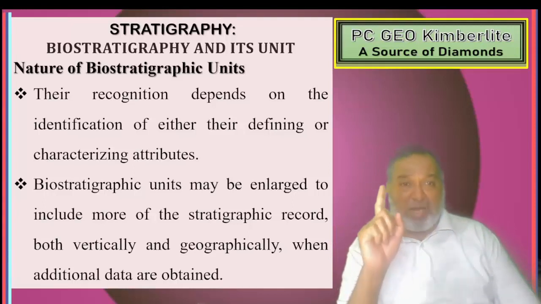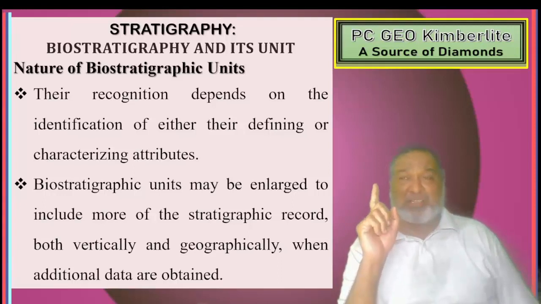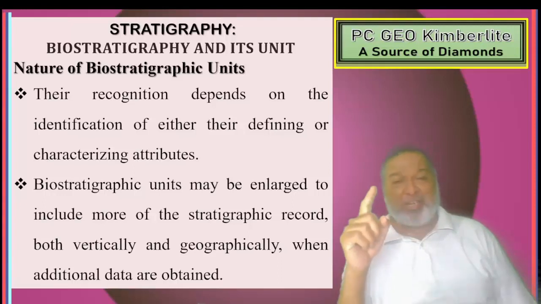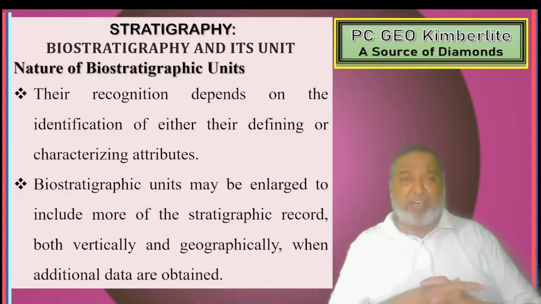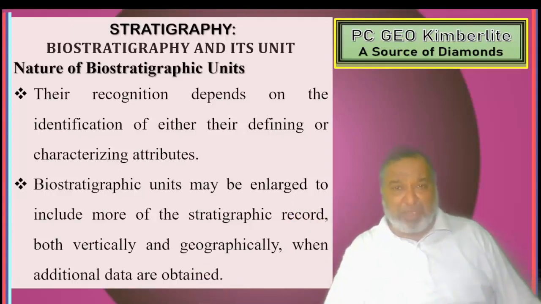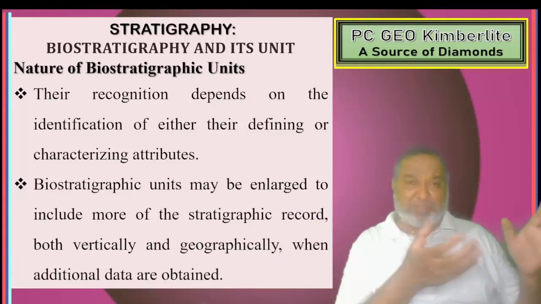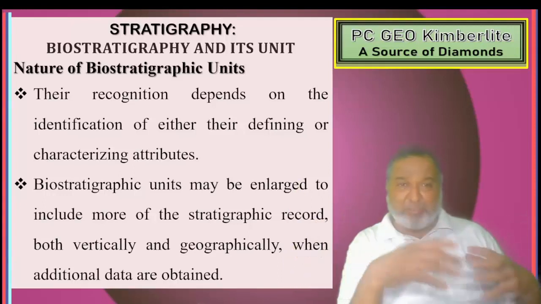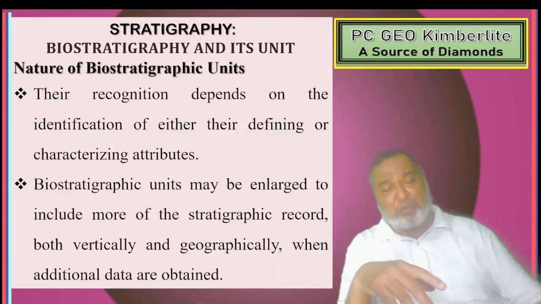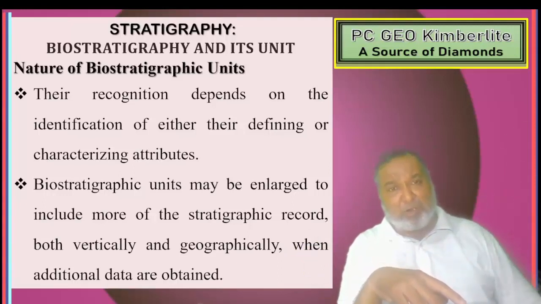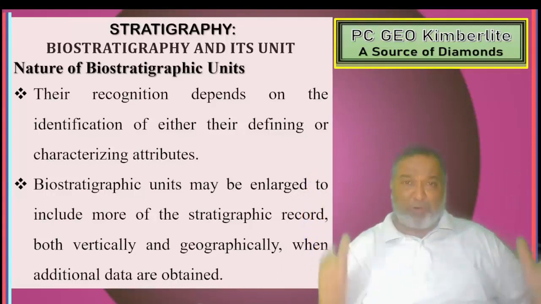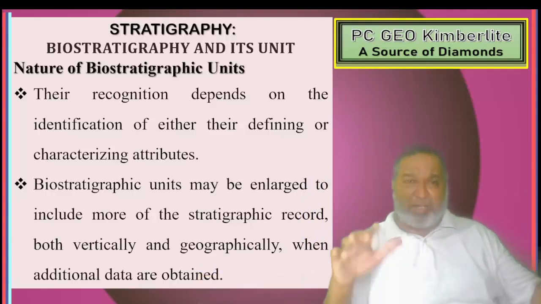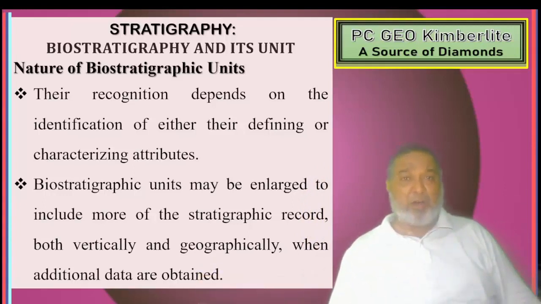Biostratigraphic units may be enlarged to include more of the stratigraphic record, both vertically as well as geographically. Yes, vertically as well as horizontally, they are widespread. So a fossil is not only found, for example, in India, it might also be found in Antarctica or Australia. Any part could have it, so the stratigraphic record is widespread, vertically as well as geographically, as additional data are obtained.